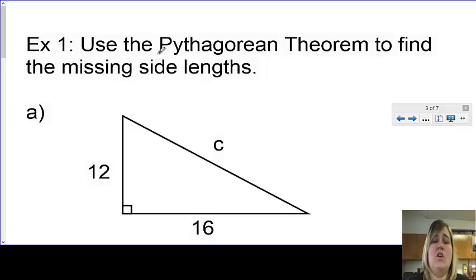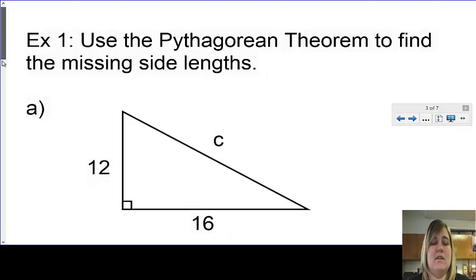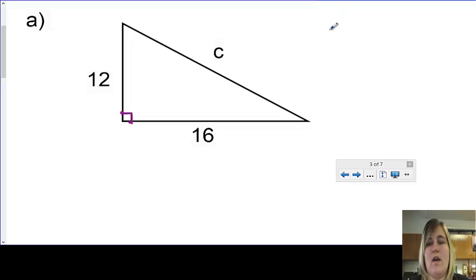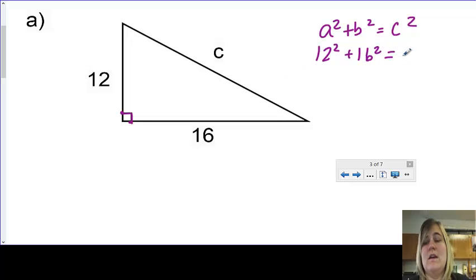Example 1 says, use the Pythagorean theorem to find the missing side lengths. So, on A, I have 12, 16, and c. I can see that I have my right angle symbol touching here and here, and whenever I use the Pythagorean theorem, I always rewrite it: a squared plus b squared equals c squared. Instead of a, I'm going to plug in 12 and square it, plus b, I'm going to use 16 and square it, equals c, because that's the name of the side that we're missing. I'm just going to use whatever variable they give me and square it.